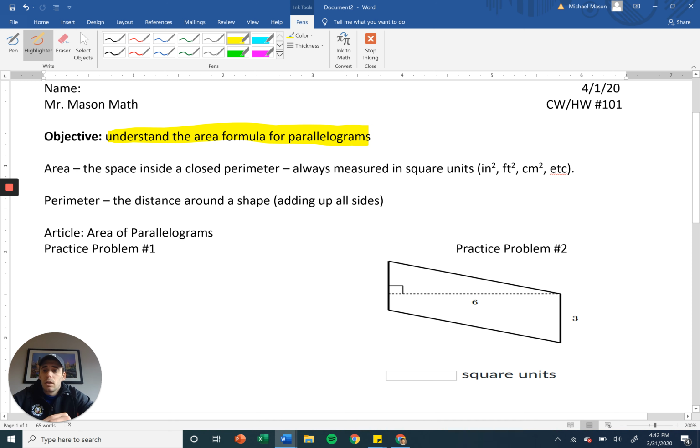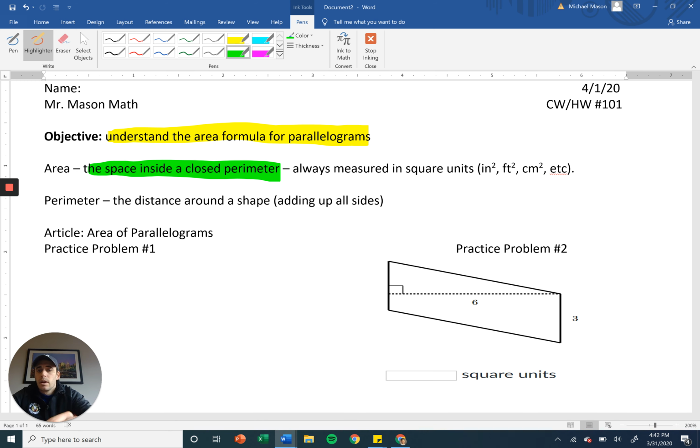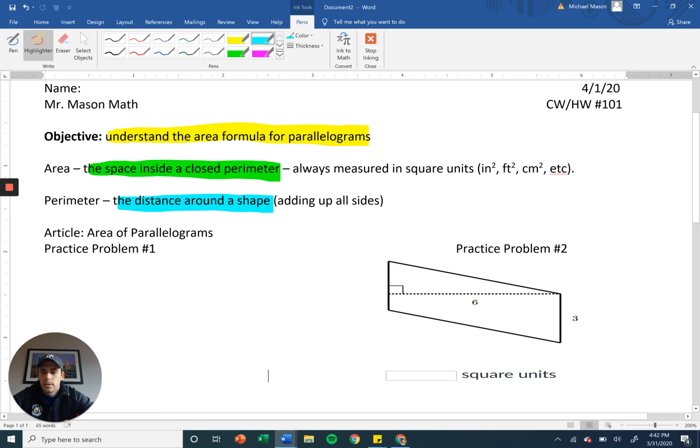Okay. Once you're done with that, I want you to write down these two definitions. Area is the space inside a closed perimeter. It's always measured in square units: inches squared, feet squared, centimeters squared, etc. And then perimeter is the distance around a shape. It's like adding up all sides. Those are regular units.